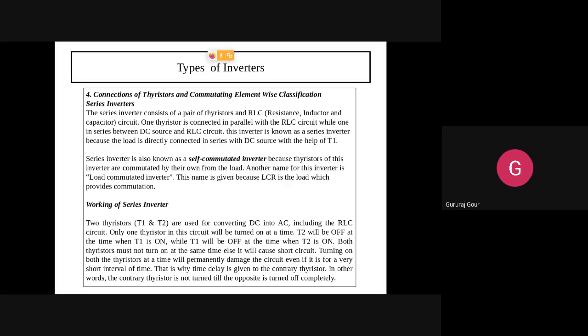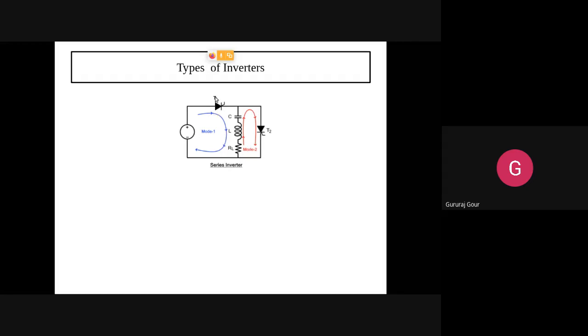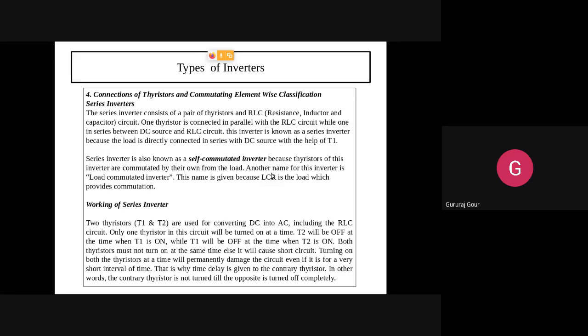The fourth type of inverter classification is based on how thyristors and different commutating elements are connected in the inverter circuitry. In a series inverter, a pair of thyristors and RLC components are connected, as you can see here. Two thyristors are connected in series, but in between we have the RLC components, which is a good example for the series inverter.